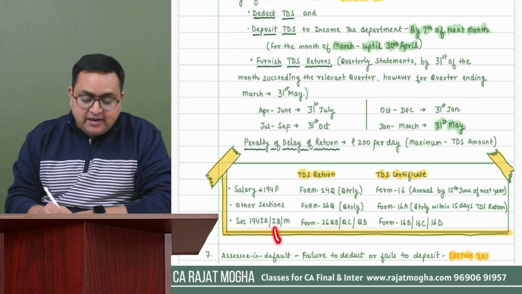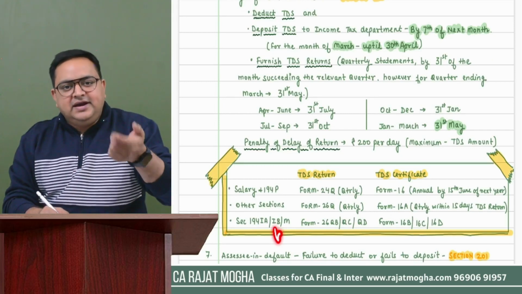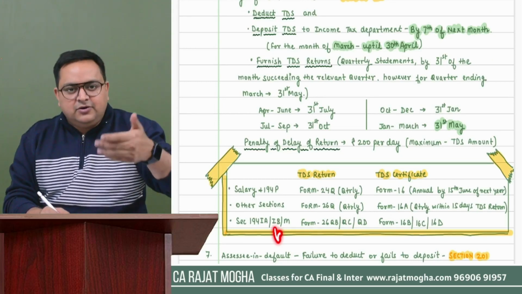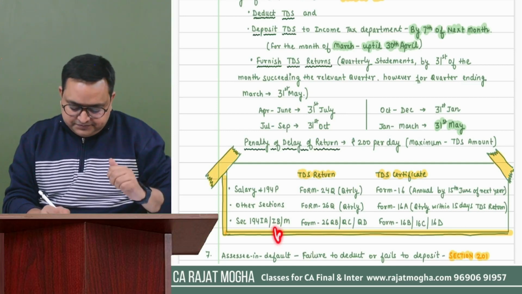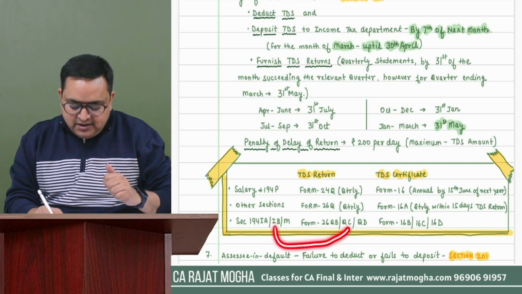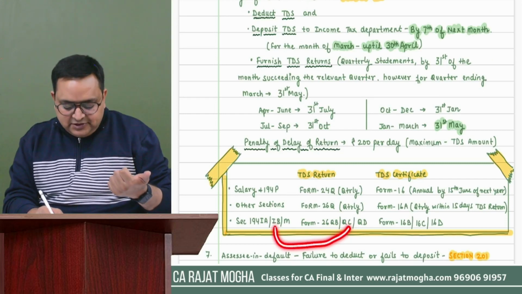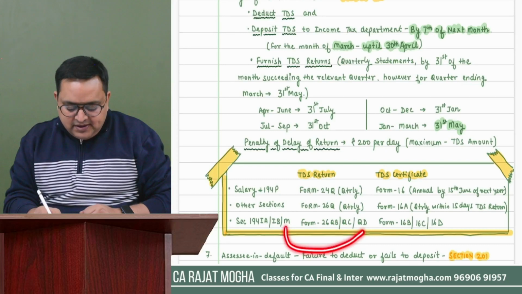For 194-IB, what is 194-IB? It is TDS on rent by individuals not covered under 194-I, where rent is 50,000 rupees per month or more. For 194-IB, you have to file the return under Form 26QC, and for 194-M it is 26QD.